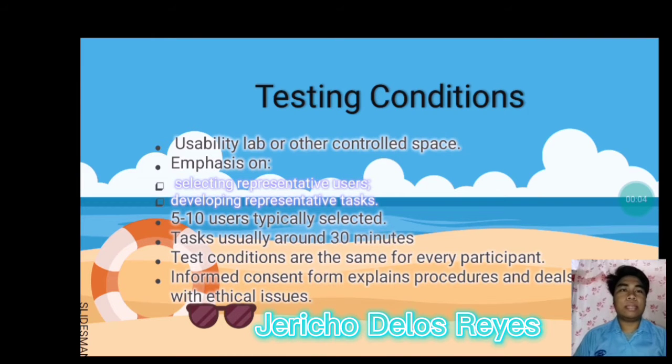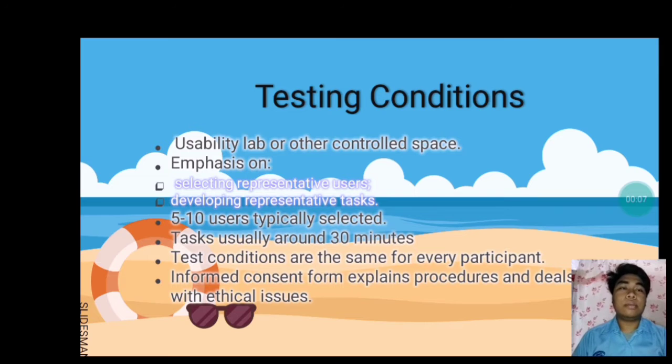I'm Jericho Idolos Reyes, and I will continue the report. Testing conditions for usability testing. A usability lab or other controlled space emphasizes selecting representative users and developing representative tasks. Participants should be a realistic user of the product or service being studied. That might mean that the user is already using the product or service in real life. Alternatively, in some cases, the participant may just have a similar background to the target user group, or might have the same needs even if he isn't already a user of the product.